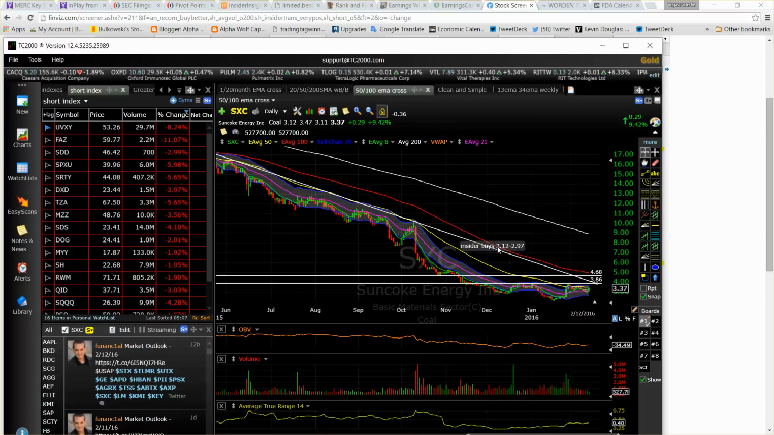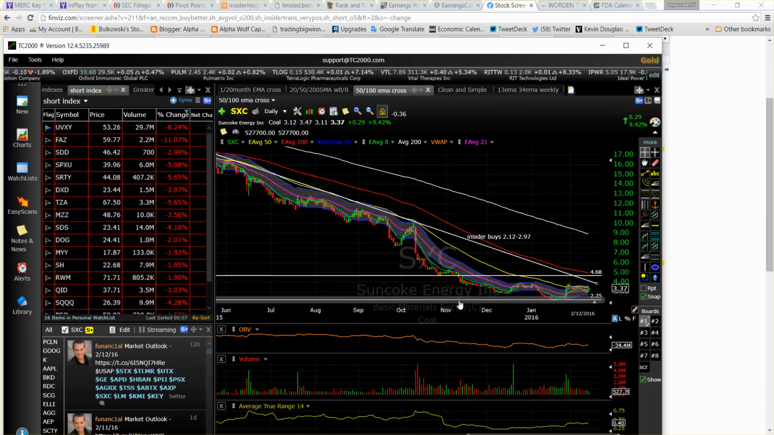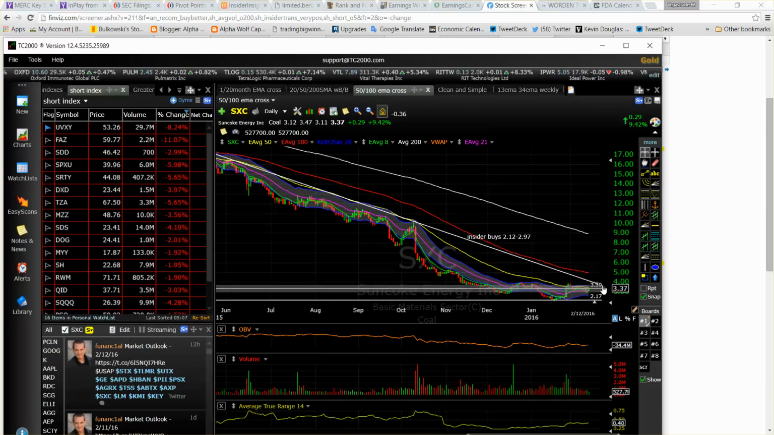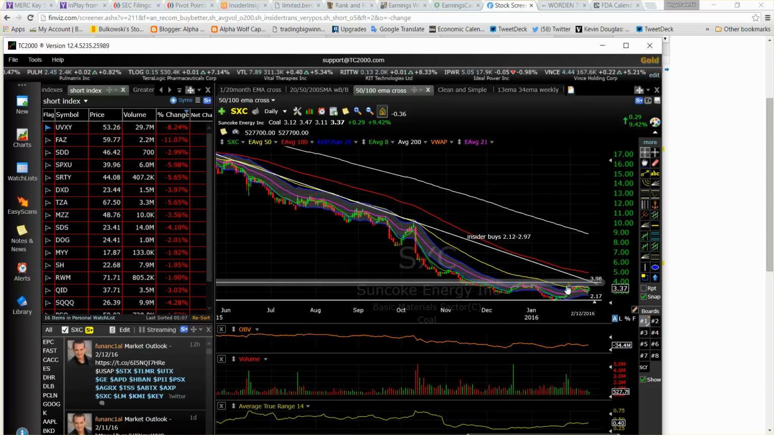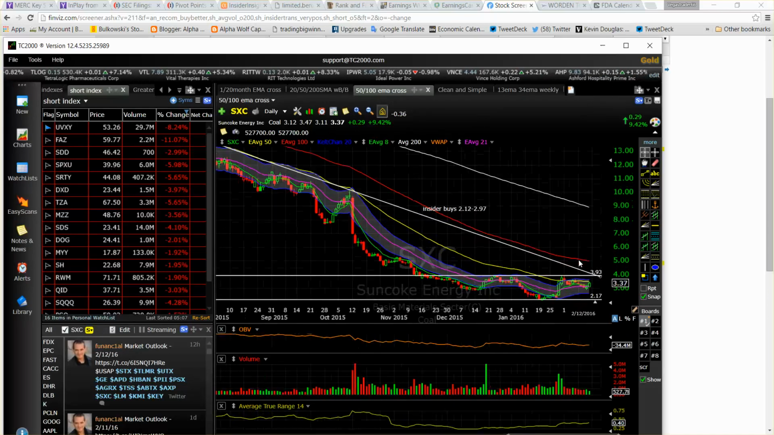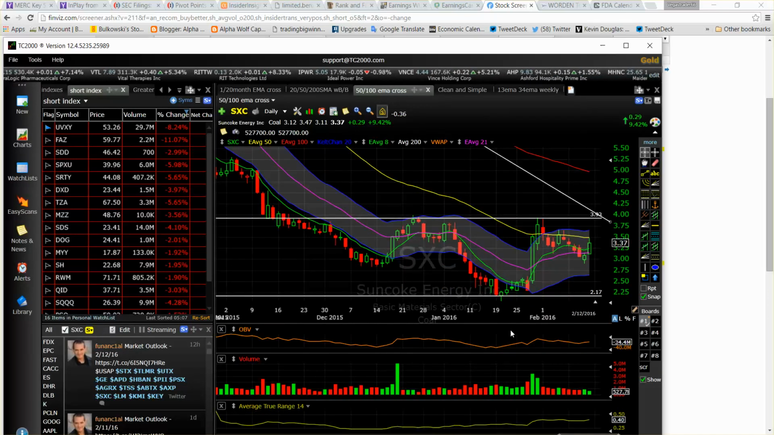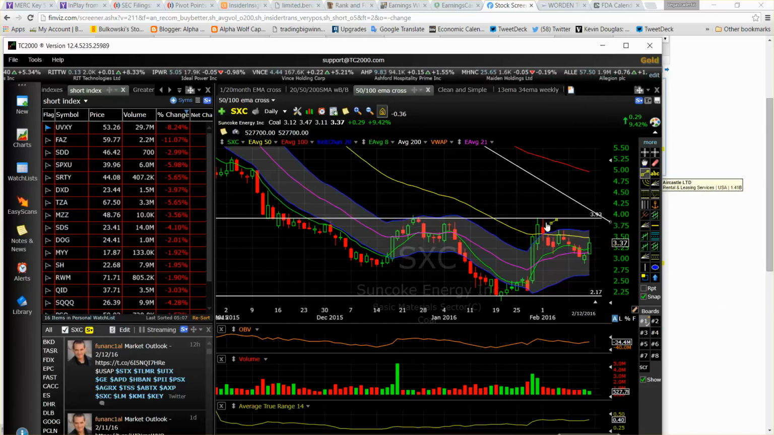So this has got some insider buying at $2.12 and $2.97. It's had this little pop right into this area of resistance at about $4. Currently sitting at $3.37. Got this big flag going on here. Right? Got a nice little flag. It busted out of that flag today. This is an interesting looking stock.